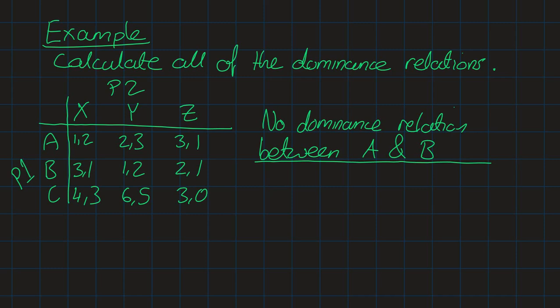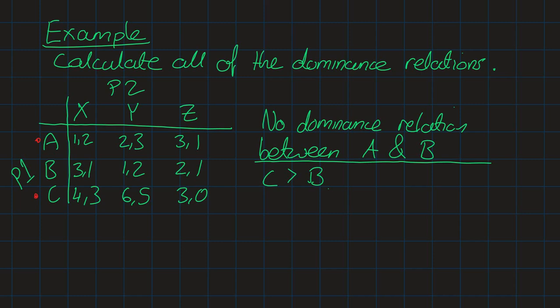Okay, so let's try a different pair. Maybe we'll try B and C. Well, if we consider B and C, we see that 4 is bigger than 3, 6 is bigger than 1, and 3 is bigger than 2. So C is always the better thing to do. No matter what player 2 does, it's better to play C than it is to play B. In fact, it's strictly better to play C than it is to play B. So this means that C strictly dominates B. Now let's compare A and C.